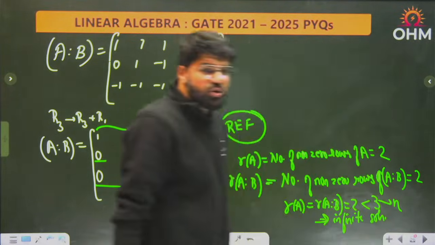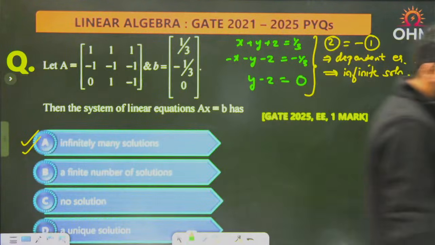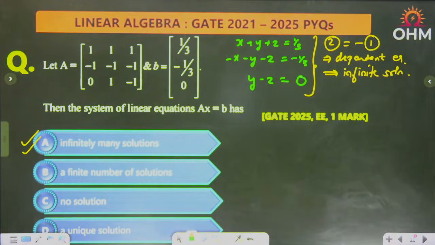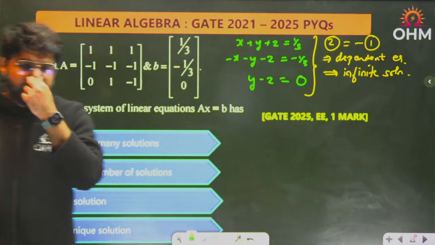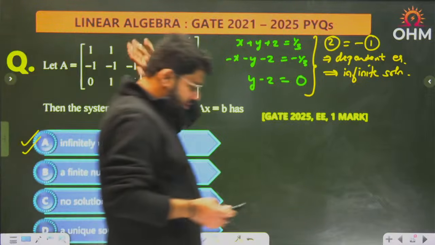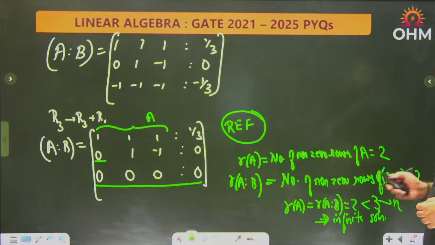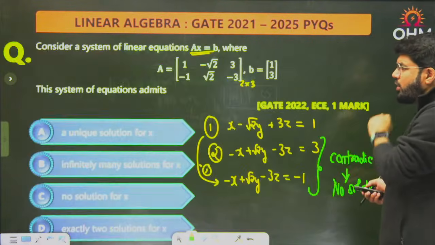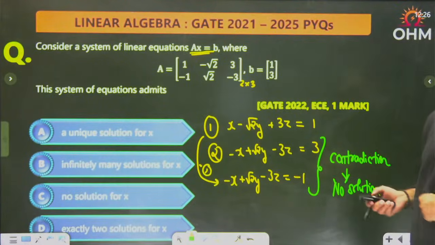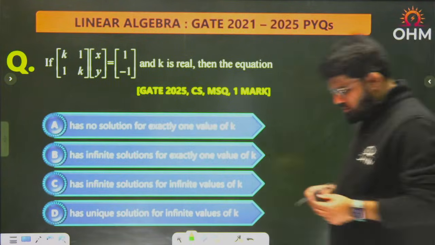But how did I originally solve the question? By the dependent equation technique. Simply by the dependent equation technique I solved this earlier. Okay, next question. This next question I solved by the contradiction method. First I solved by contradiction, then by the rank method. Next question, please answer.